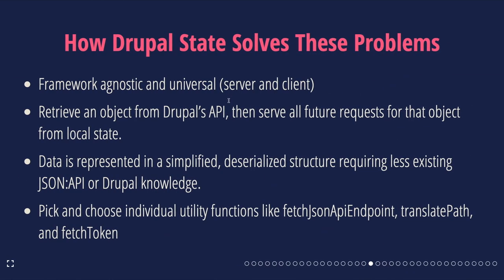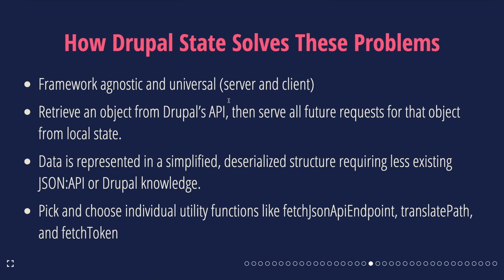So finally getting back to Drupal State and the attempt to solve some of these problems. How this library tries to do that: it's framework agnostic. It's vanilla JavaScript, and you can use it with all of your favorite frameworks. It's universal. It can run server side and client side. And at the highest level, what it does is it gets an object from Drupal's JSON API, and then it'll serve all future requests for that object from local state.